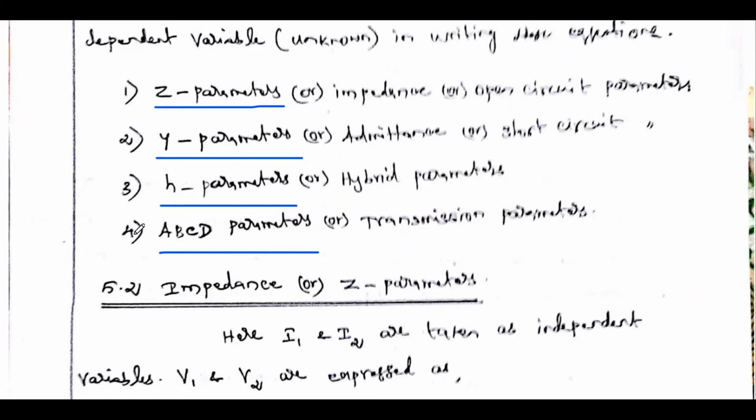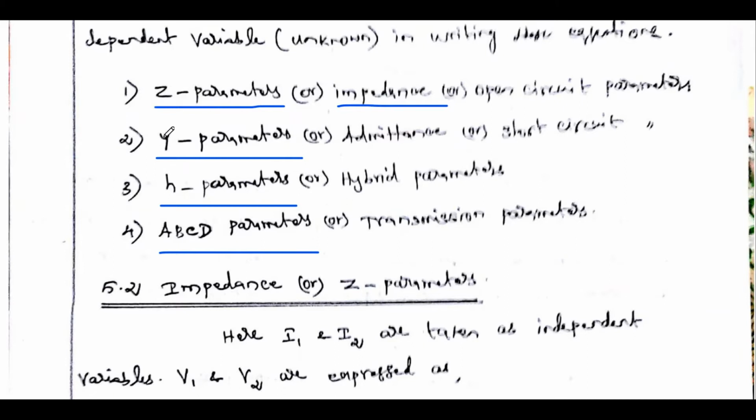So this two port network can be analyzed using different methods, and in that we are going to study the 4 methods: Z parameter, Y parameter, H parameter, and ABCD parameter. Z parameter means, as you already know from network analysis or circuit analysis, Z is said to be impedance.